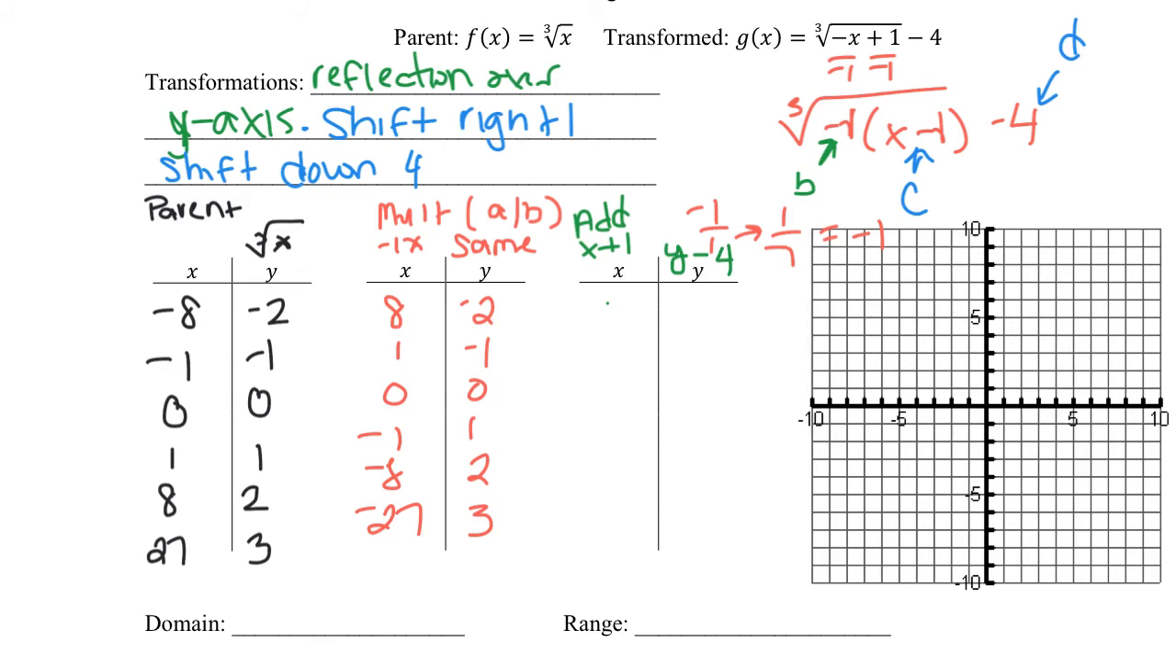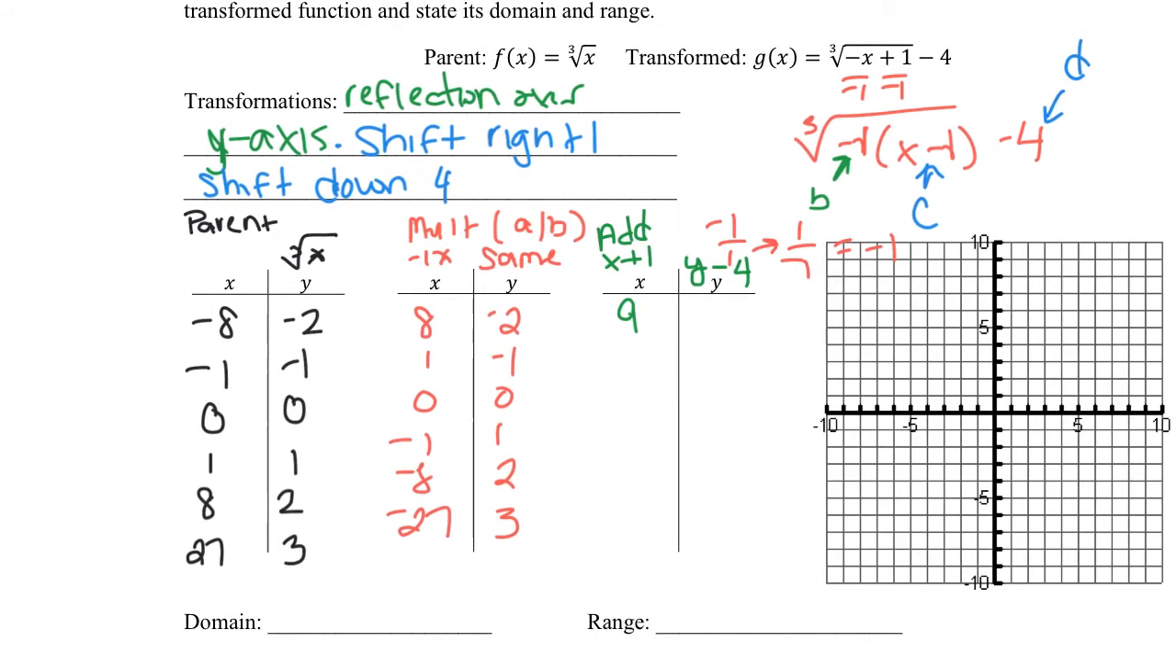So let's start with the x's. 8 plus 1 makes 9, 1 plus 1 makes 2, 0 plus 1 makes 1, -1 plus 1 makes 0, -7, and -26. Now take away 4 from all of the y's. You get -6, -5, -4, -3, -2, and -1. So that's the final transformation.